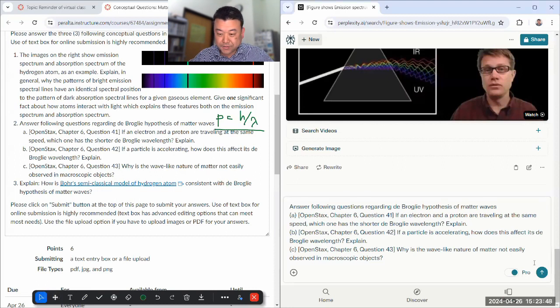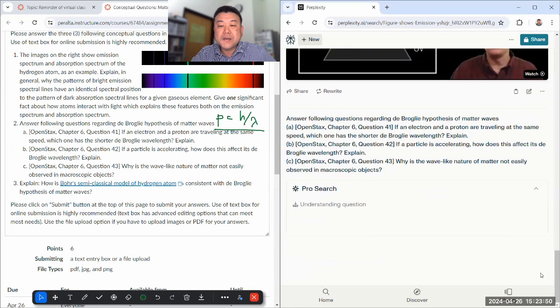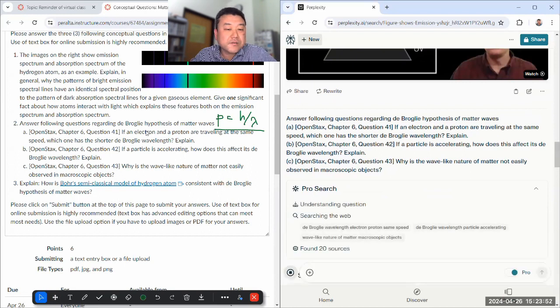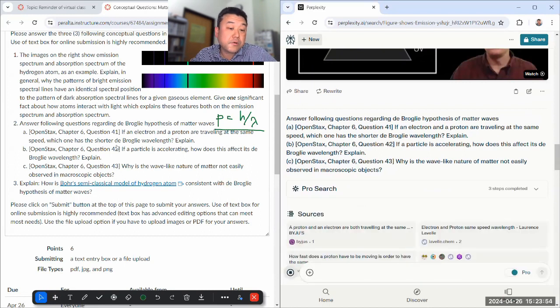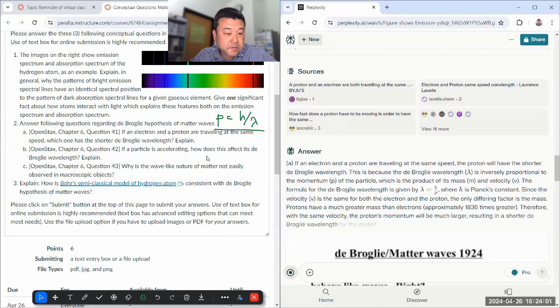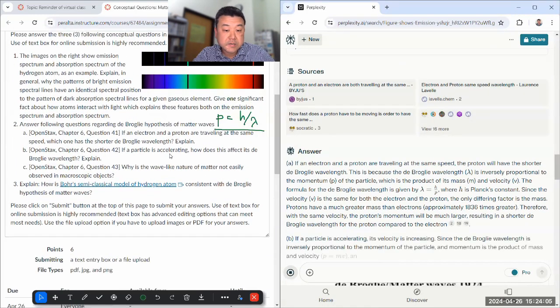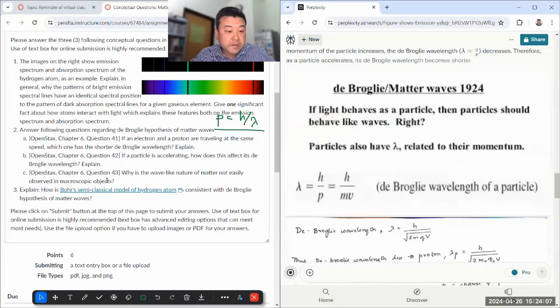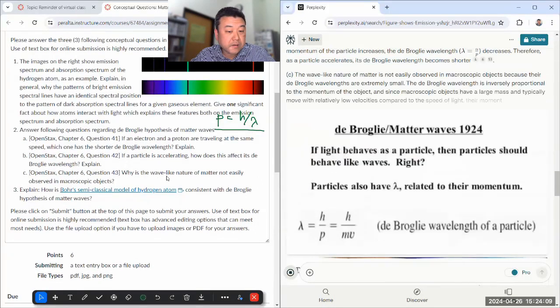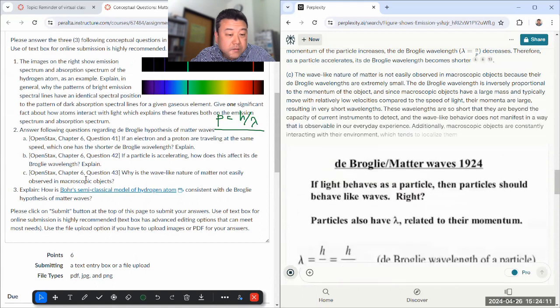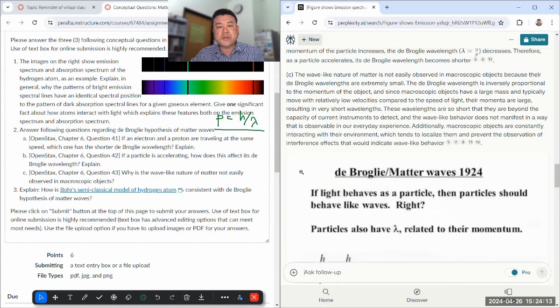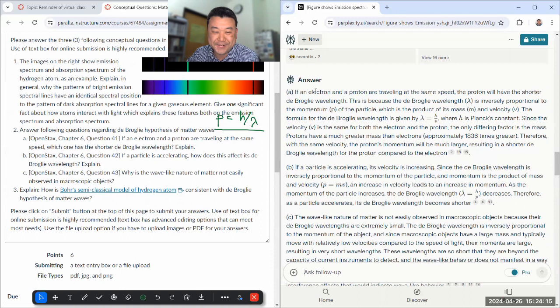So let me ask that question and see how it answers. An electron and proton, same speed. The proton has a shorter wavelength because the proton's momentum would be larger. If the particle is accelerating harder, its de Broglie wavelength would shorten as its momentum increases. The wave nature is not easily observed because it's super short most of the time. Let's see how Perplexity answers.